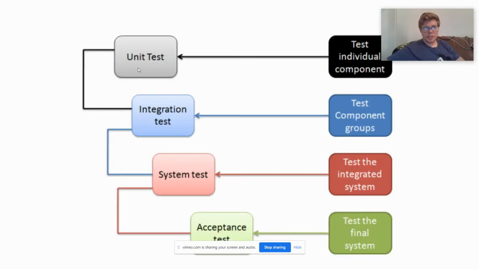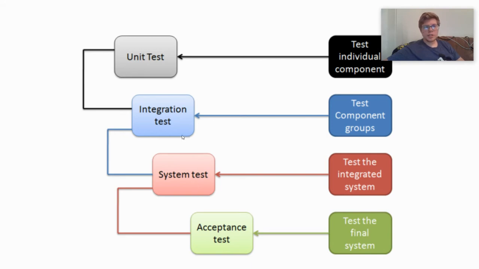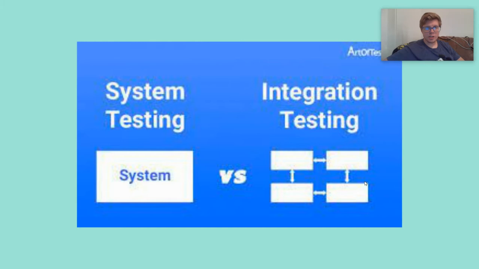So in the 4 levels of testing, the unit test, the integration, the system, and the acceptance, we're focusing on the integration and the system test. Integration is testing component groups of 2 or more components together, and the system is testing the whole system together once it's been integrated. Just the whole system versus just sections at a time.